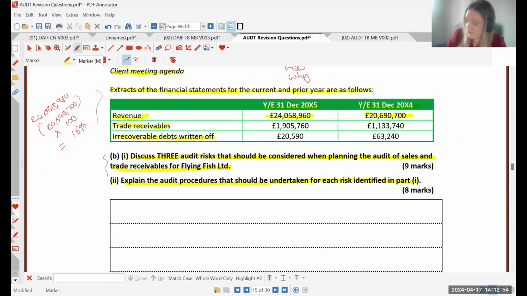So trade receivables have gone from 1,133,740 to 1,905,760. Again, a very substantial increase here. Without actually doing any math straight away, I can see around an £800,000 increase. An £800,000 increase on 1.1 million is definitely going to be a substantial increase. So let's just put the figures in and find our percentage.